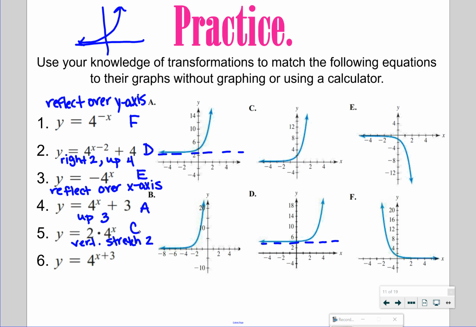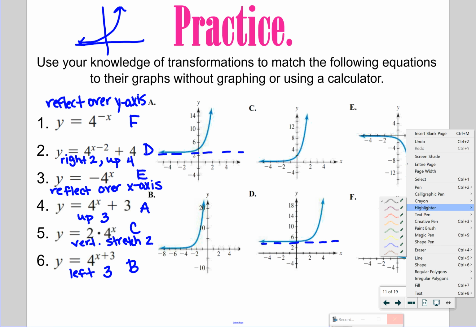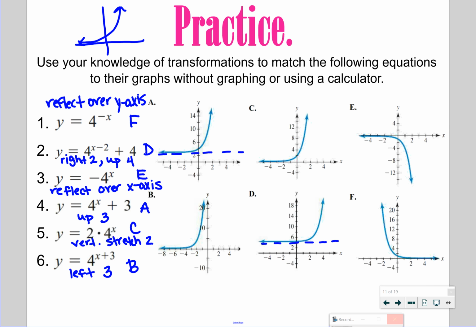So that's C. And then you can confirm that if you look at number 6, that plus 3 on the inside shifts the graph left 3 units, and you can see B looks like it's been shifted left 3 units. So our final answers here, number 1 is F, number 2 is D, number 3 is E, 4 is A, 5 is C, and 6 is B.